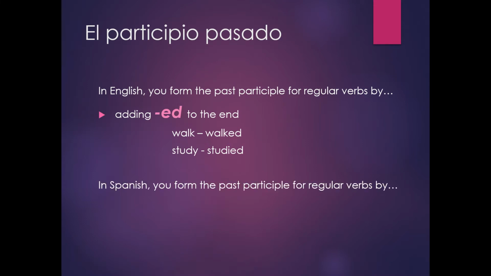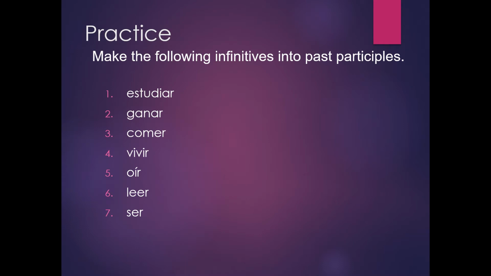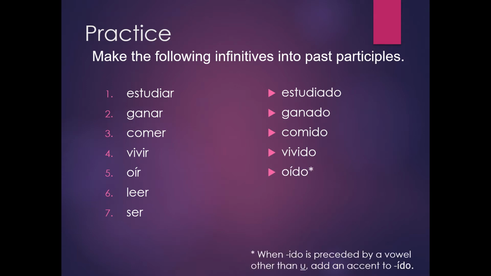In Spanish, you form the past participle for regular verbs by adding either ado or ido to the stem of the verb. For example, estudiar, the past participle is estudiado. Ganar, ganado. Comer, which is an ER verb, comido. Vivir, which is an IR verb, vivido. Oír, oído, and it's going to have a little accent on the I there. Leer, similarly, will have a little accent, leído.